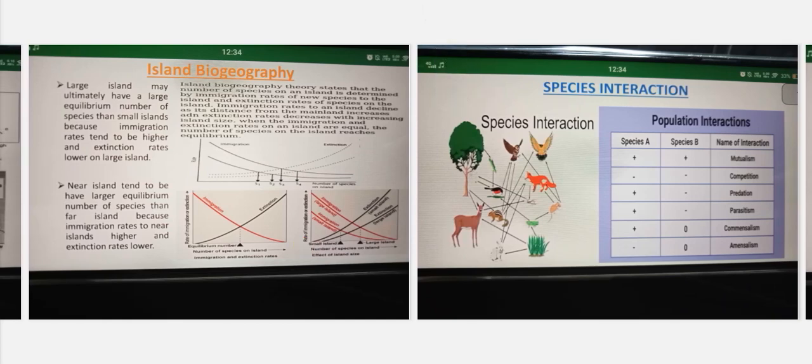The number of species on an island is determined by immigration rates of new species to the island and extinction rates of species on the island. Migration refers to the island.